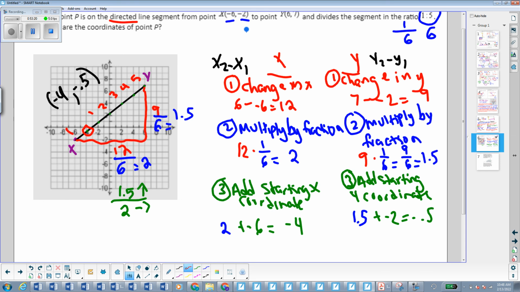So now we have the x-coordinate of the point that we're looking for and the y-coordinate of the point that we're looking for. And notice how we got the exact same answer for our point graphically as we did algebraically. So you can do whichever way makes more sense to you. You don't have to do both. Either way that makes sense to you is the correct way to do it for you.